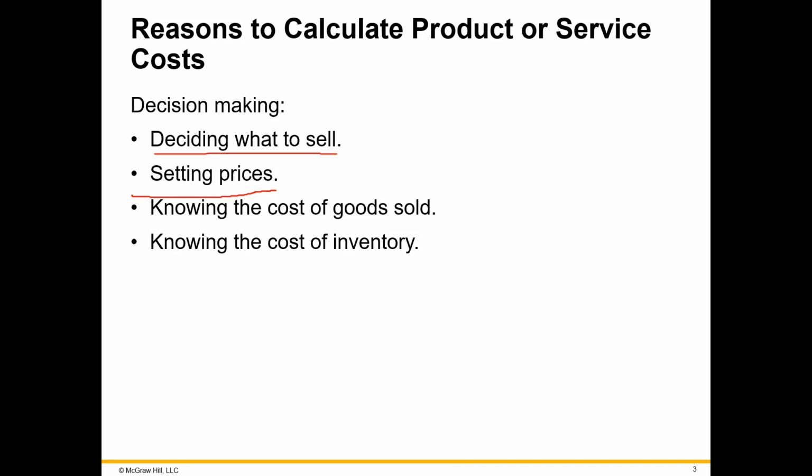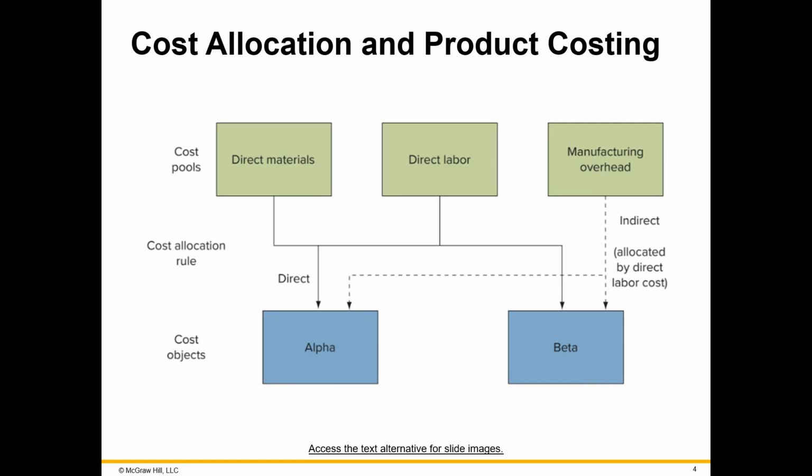So here's an example of the type of questions we're going to see in this chapter. On this slide, we have two different types of products, alpha and beta. And we have three different cost pools: direct materials, direct labor, and manufacturing overhead. Direct materials is easy to allocate because, as the term suggests, the materials are directly traceable to the certain product or service. Same for direct labor. You can trace the direct labor to the certain product and or object.